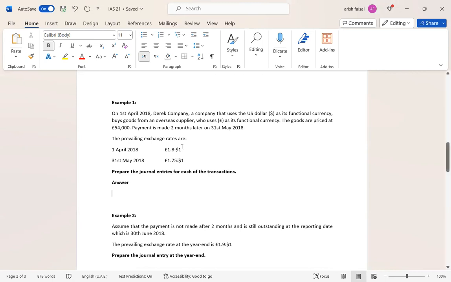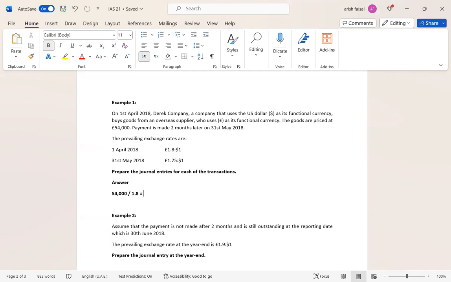Okay, so you see that whenever a company is doing a foreign currency transaction, they have to translate it into their own functional currency, right? So the invoice amount is 54,000 pounds. So I'm going to convert it into dollars. For that, it will be 54,000 divided by 1.8, because as I told you the dollar is a stronger currency, so you need to divide over here.